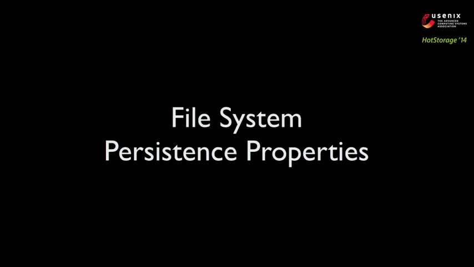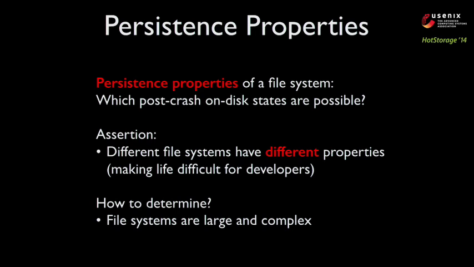So anyway, part one. Let's talk about measuring. Like I said, the first thing I'm going to talk about is file system persistence properties. So what are those? Persistence properties are pretty simple: given a file system and some operations, when a crash occurs, what kind of on-disk states are actually possible? And this is after, say, the file system runs recovery.